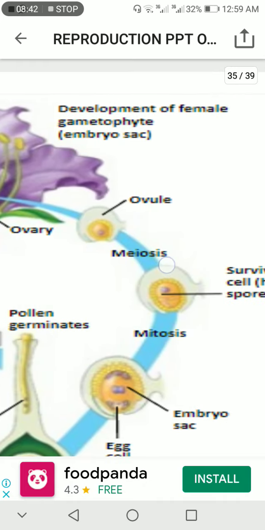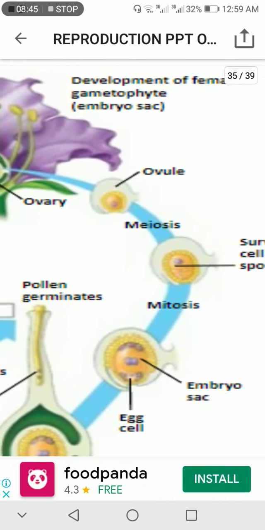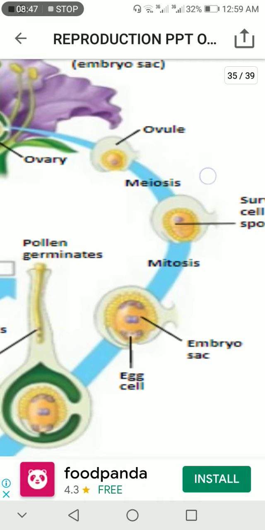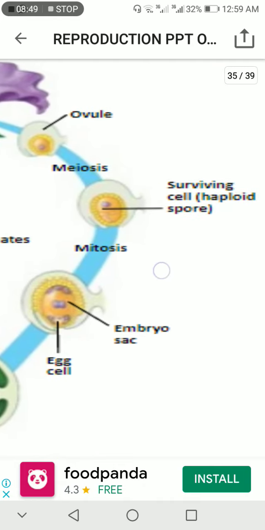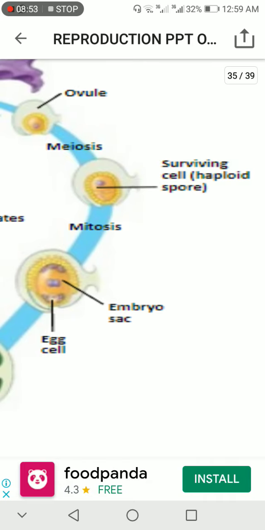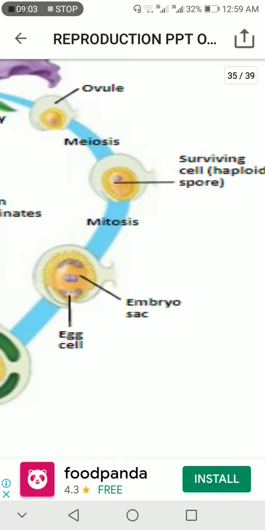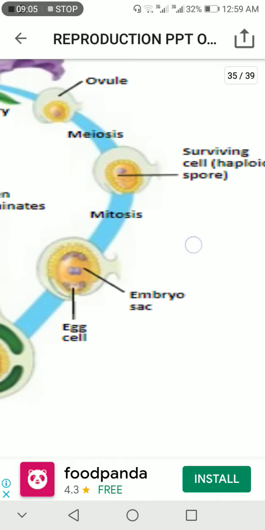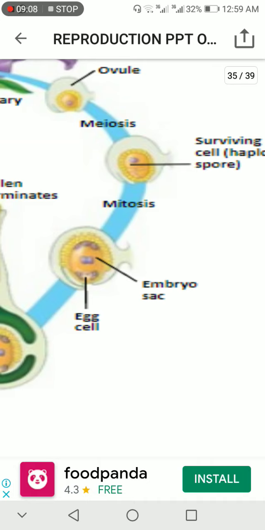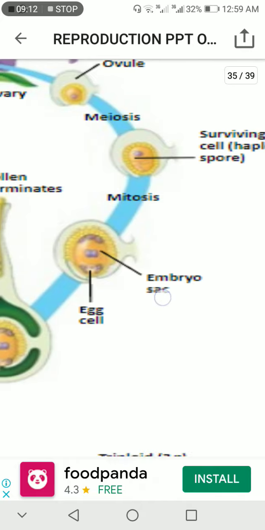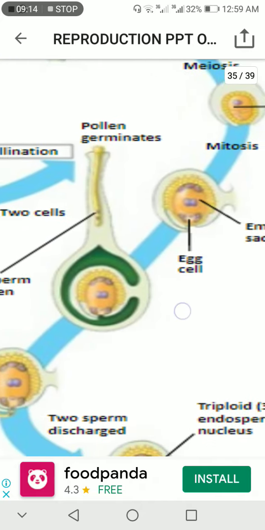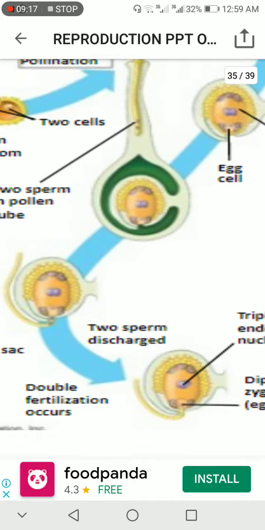Development of the female gametophyte, the embryo sac: the ovule is going to prepare itself. The nucleus of the ovule is going to divide, making 4 haploid cells. Out of 4, 1 survives and 3 degenerate. The surviving megaspore divides its nucleus 3 times mitotically, and it makes the embryo sac, which has the 8 nucleated structure.